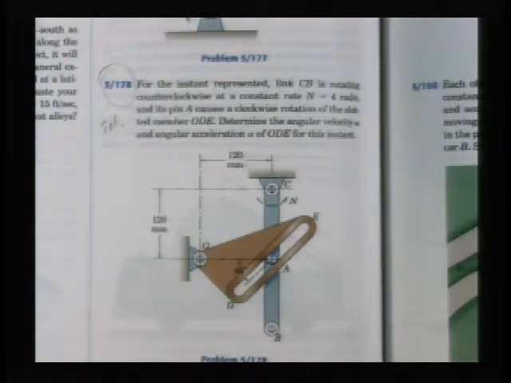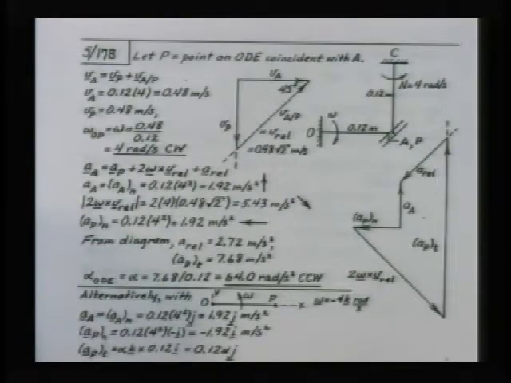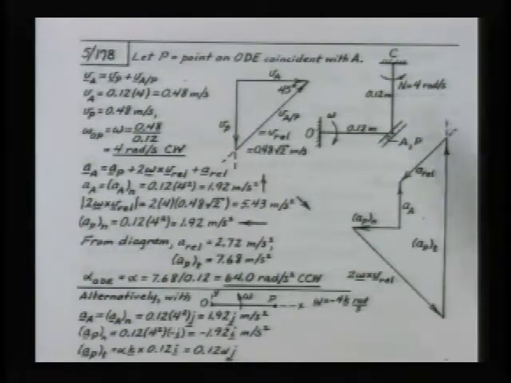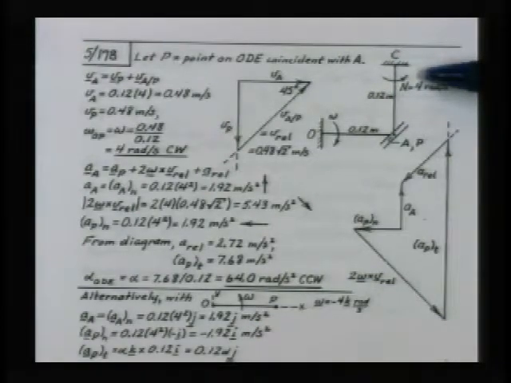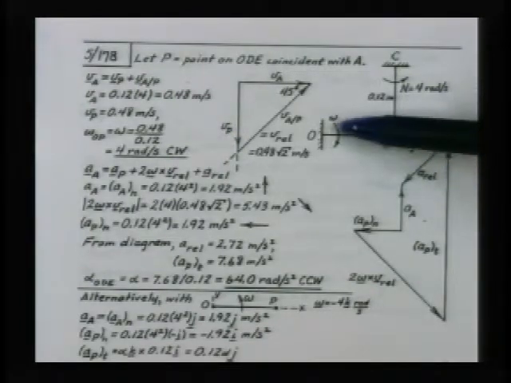let's look at the textbook solution rather than me going through the whole thing with you on the board. So what the author has done here is, here's the slot, here's the bar that has the pin rotating at 4 radians per second. And as that rotates, it's going to cause this plate to rotate.